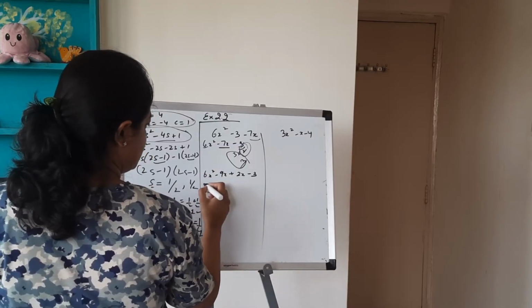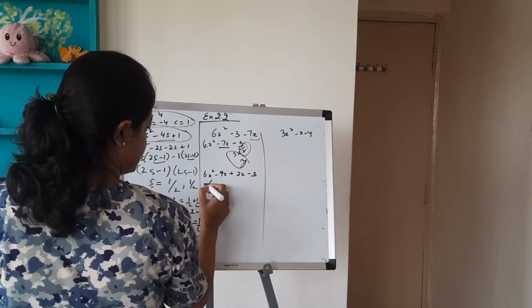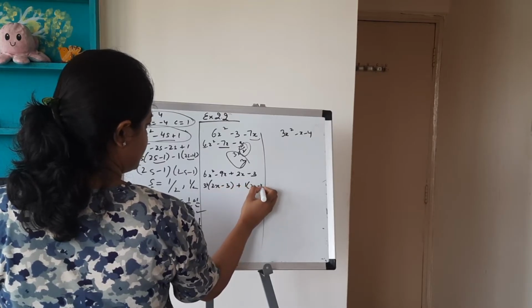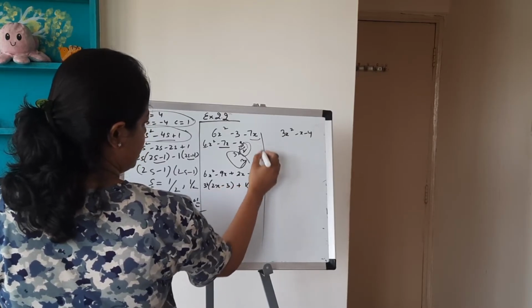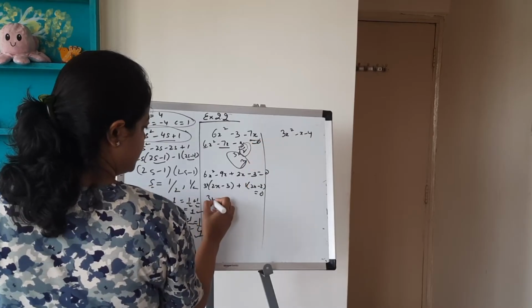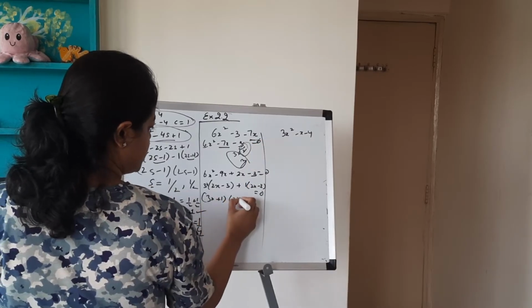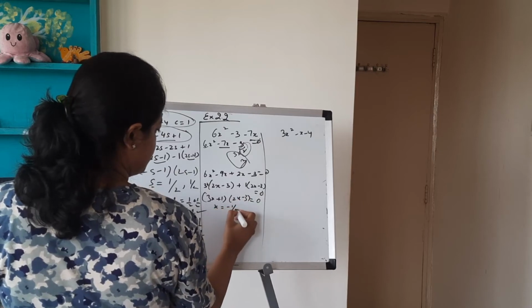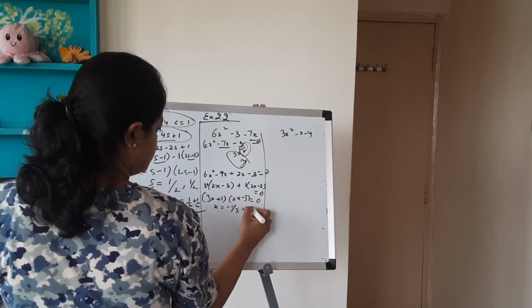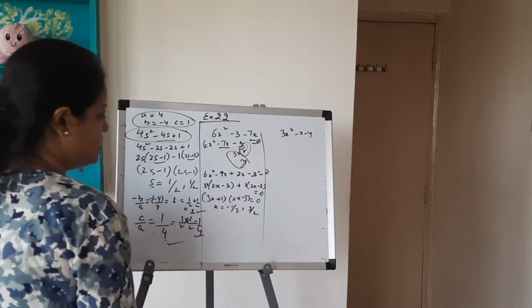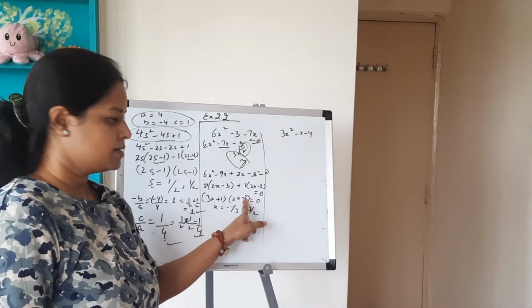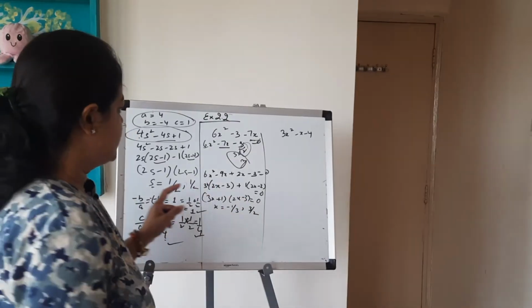Here what is common? 3x is common: 3x(2x - 3) plus 1(2x - 3) equal to 0, obviously we are finding the zeros. (3x + 1)(2x - 3) is equal to 0. So the zeros are x equal to minus 1 by 3 and 3 by 2, right? Minus 1 by 3, equating this to 0, and 3 by 2.